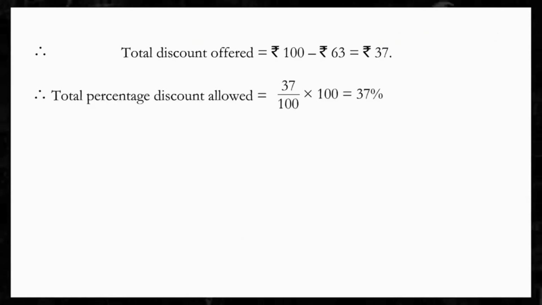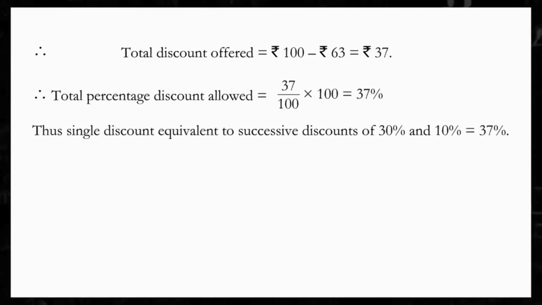Therefore, total percentage discount allowed is equal to 37 upon 100 into 100 is equal to 37%. Thus, single discount equivalent to successive discounts of 30% and 10% is equal to 37%.